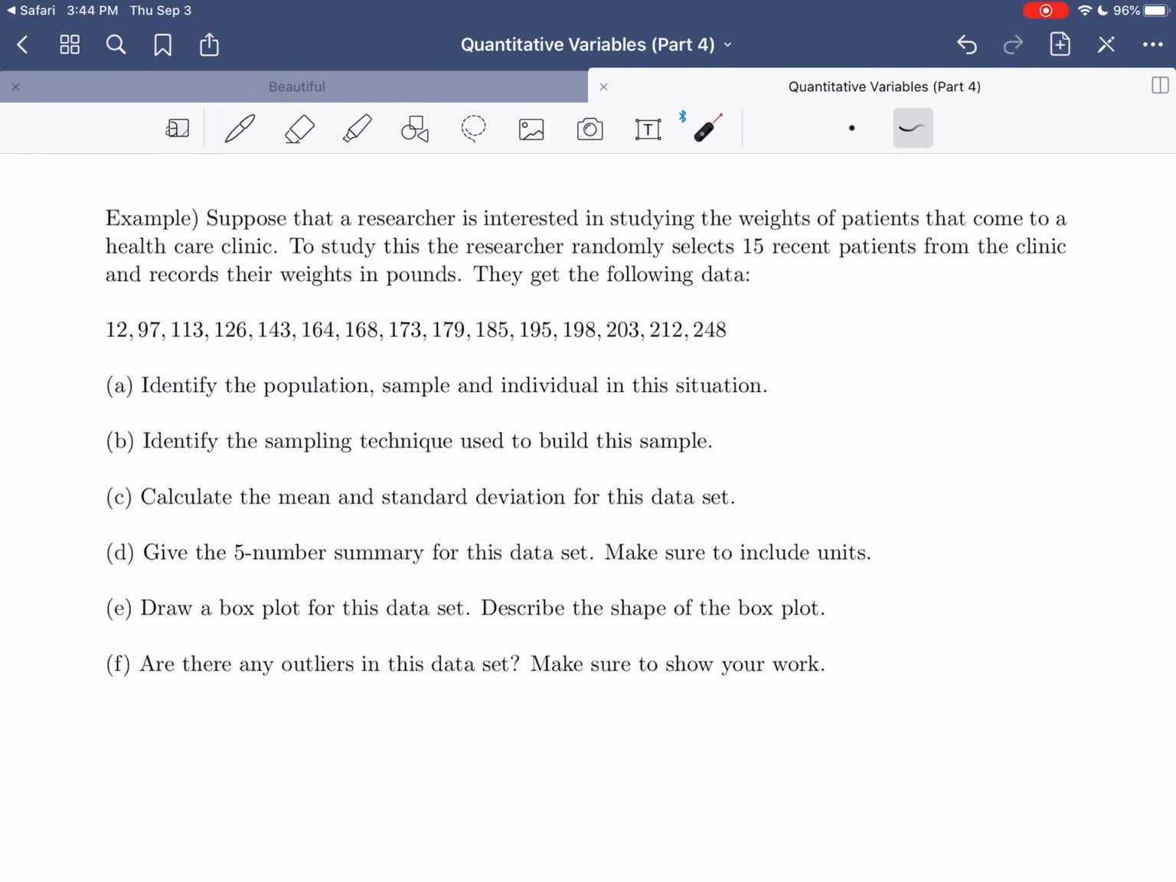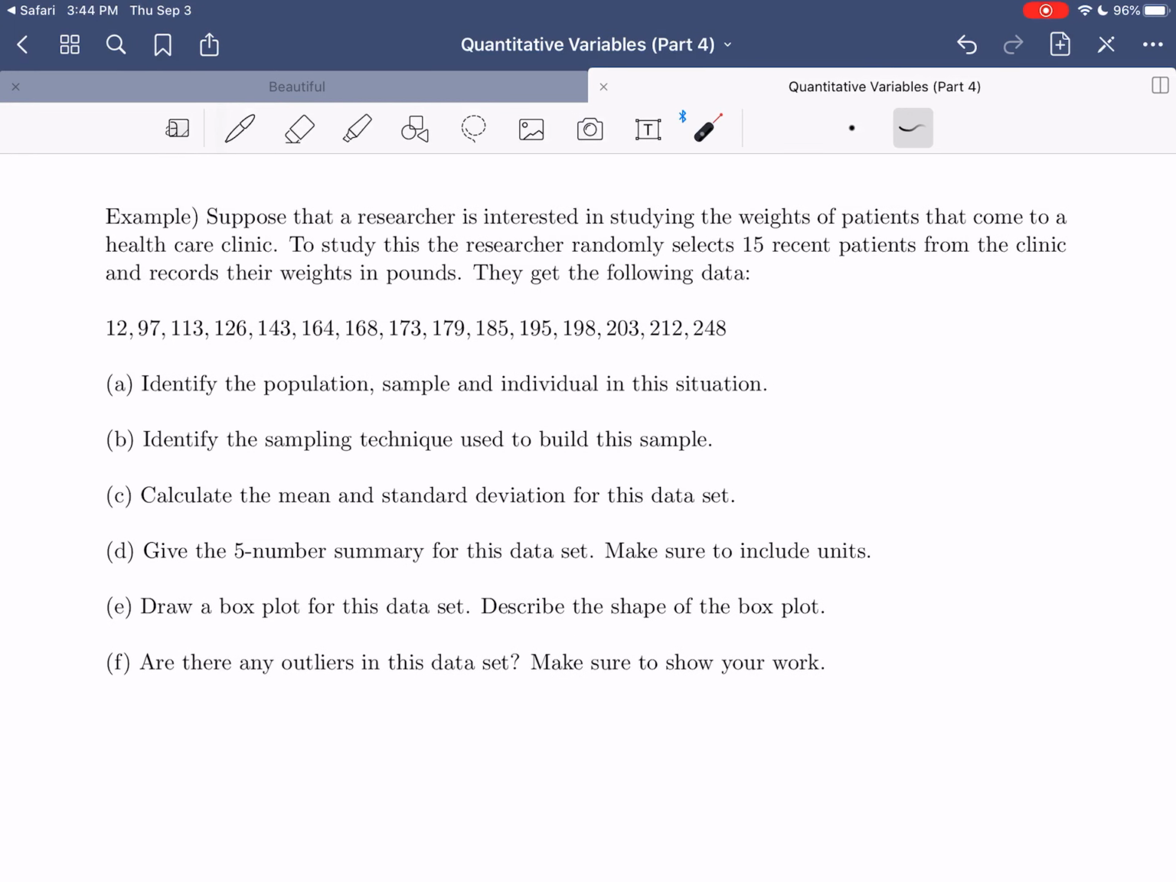So, for our example here, let's suppose that we have a researcher that's interested in studying the weights of patients that come to a healthcare clinic. So, to study this, the researcher randomly selects 15 recent patients from the clinic and records their weights in pounds. So they get the following data. So there was somebody who weighed 12 pounds, somebody 97, somebody 173, all the way up to 248.